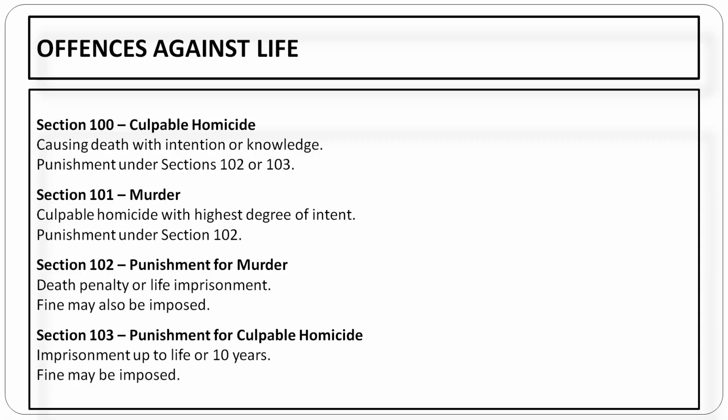The next one is offenses against life. Let us talk about sections 100 to 103. Section 100 explains the offense of culpable homicide. It applies when a person causes the death of another with the intention or with knowledge that death is likely to occur. It is a serious offense but not always treated as murder. The facts and intention behind the act are very important to be considered. Courts carefully examine the circumstances of the case, and the punishment is decided under section 102 or section 103.